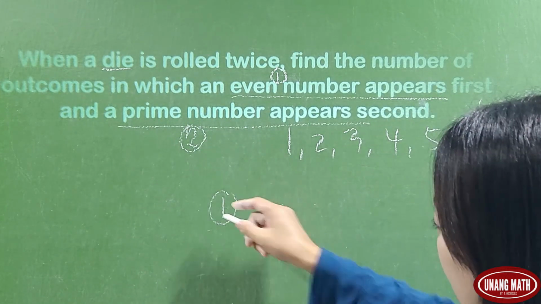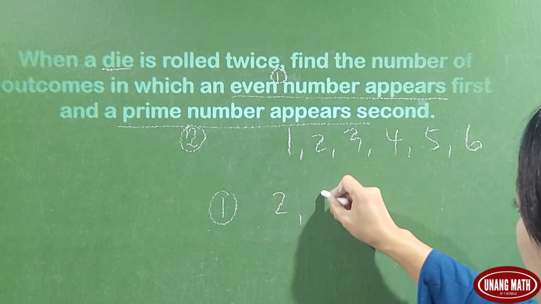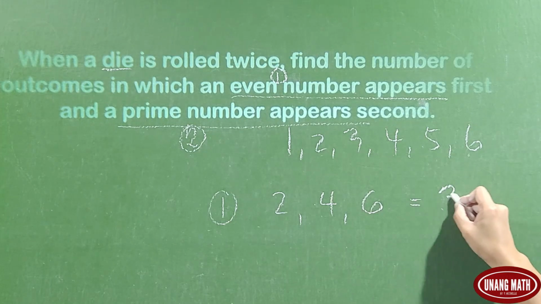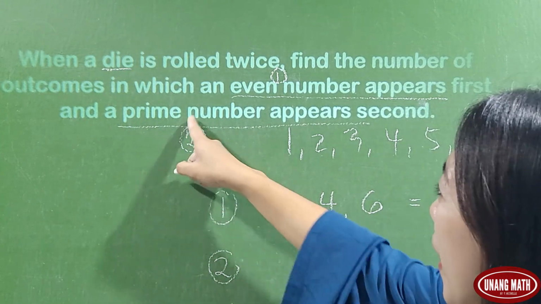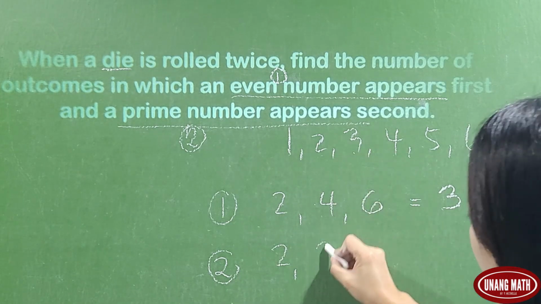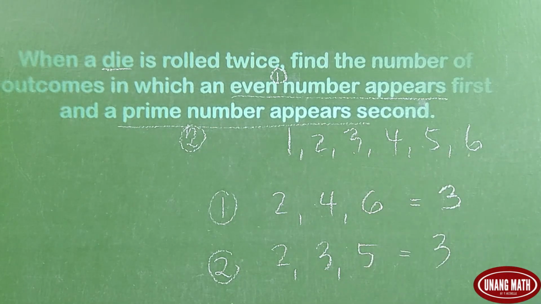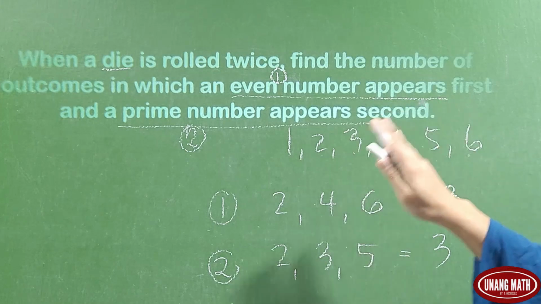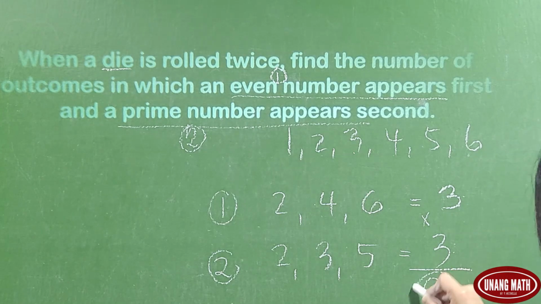So in our first event, even number appears first. We have here 2, 4, and 6. So there are 3 outcomes. What about in our second event? Prime number appears second. What are the prime numbers here? 2 is a prime number, 3 is a prime number, and 5 is a prime number. So this is also equal to 3. To find the number of outcomes in which an even number appears first and a prime number appears second, it would be 3 times 3, and that's equal to 9.